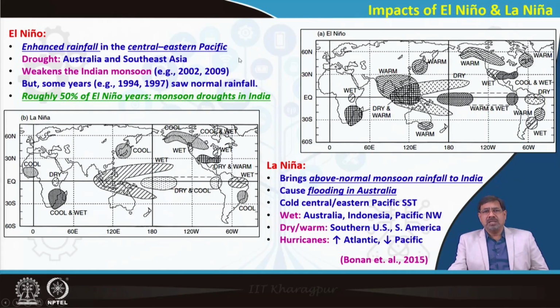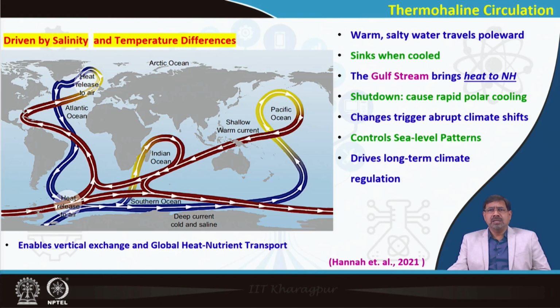This particular depiction has been picked from Bonan et al.'s book on ecological climatology, published in 2015. Now the thermohaline circulation, as discussed in the beginning. Thermo means temperature and haline means salinity. So, friends, the warm and salty water travels poleward. What do I mean? The water in the warm equatorial region is warmer than the colder water, so warm water moves poleward.